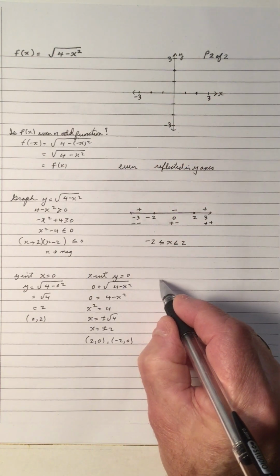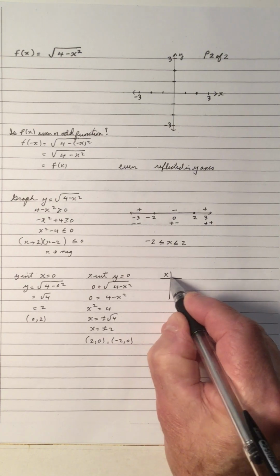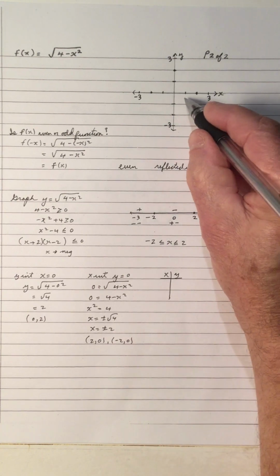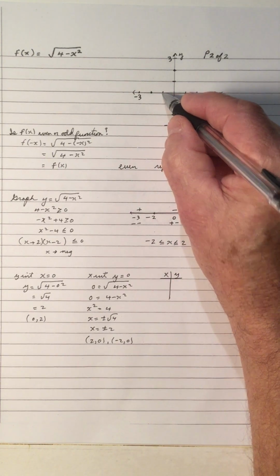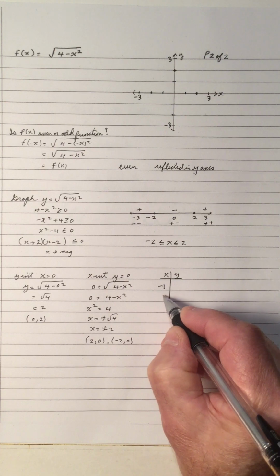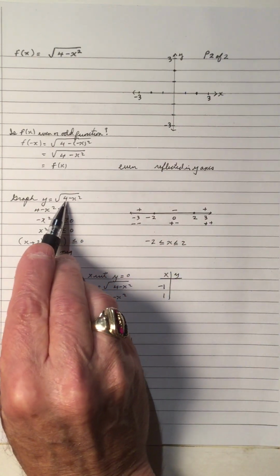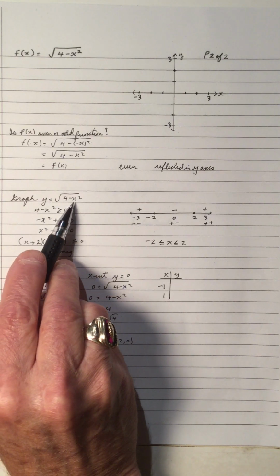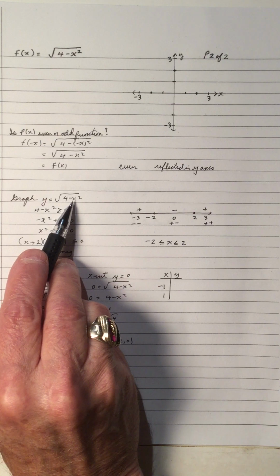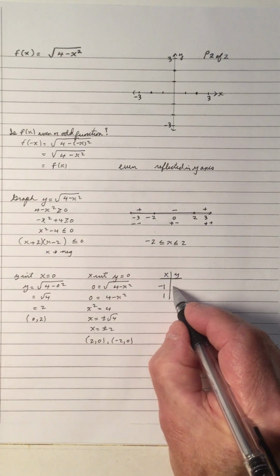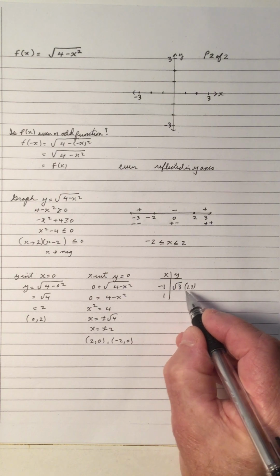So if we take values of x in between, let's take a negative 1 and we're going to take a 1. So we take negative 1 and put it right here. Negative 1 squared is 1. 4 minus 1 is 3. So I get the square root of 3, which is approximately 1.7.